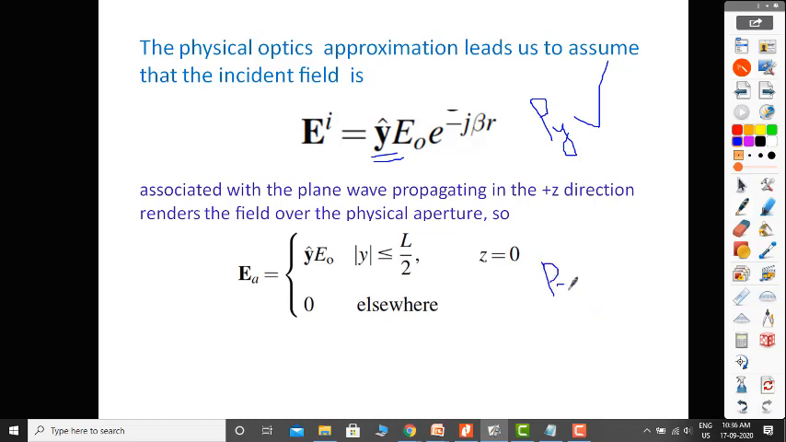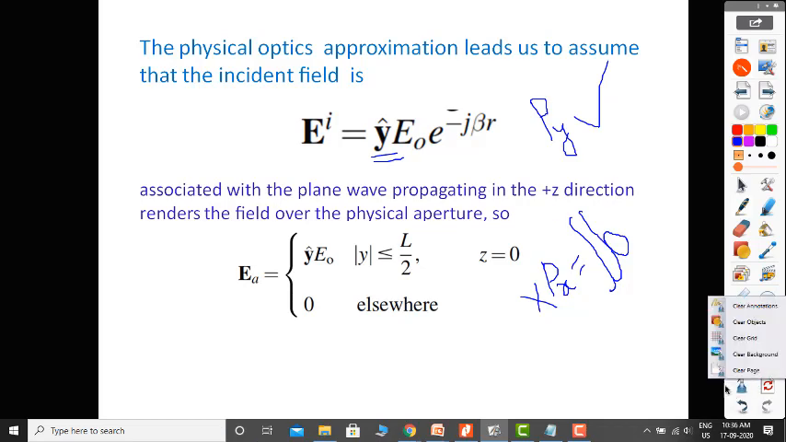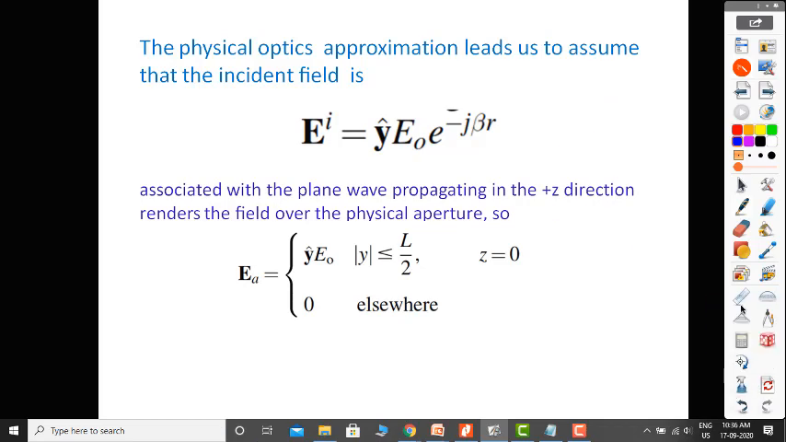Here Px need not be computed. The reason is that the electric field along the x axis is 0. Therefore, it is a double integral of 0 times something, which is 0. Therefore, Px does not exist. So we only have to compute the integral for Py.